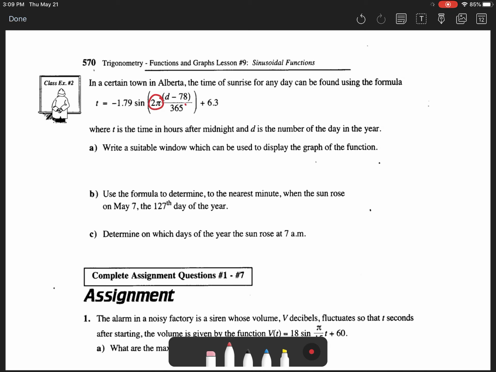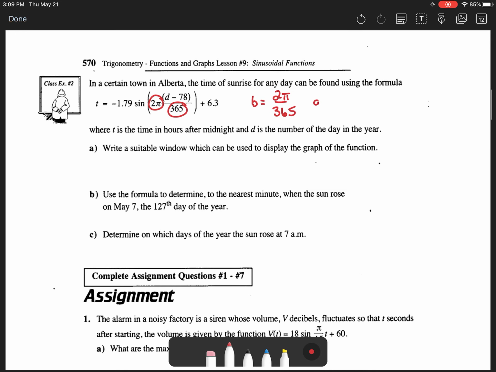Here's the interesting thing in this question, though. If you take a look at this, 2 pi over 365, that is your B value, okay? A lot of times when we're finding the B value, that's the calculation we do. Sometimes in these word problems, they leave it like this. They don't simplify it, okay? So in our word problems, sometimes you will see 2 pi over 365. That is your B value. That's your B value in this question.